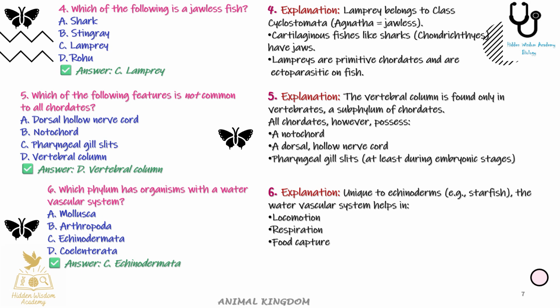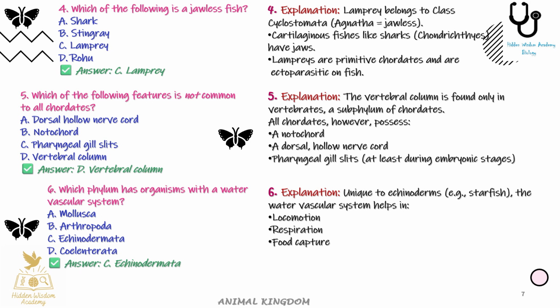Question 5. Which of the following features is not common to all chordates? Option A. Dorsal hollow nerve cord. Option B. Notochord. Option C. Pharyngeal gill slits. Option D. Vertebral column.